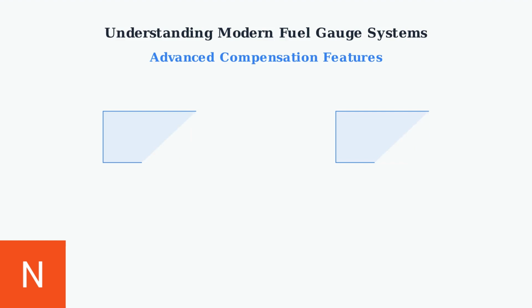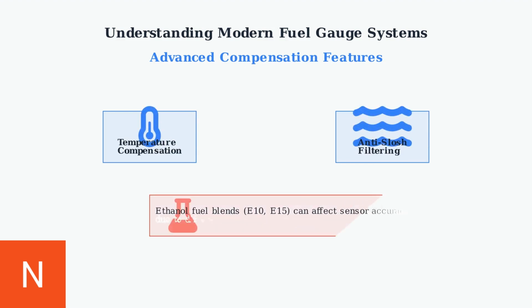Modern systems include advanced compensation features. Temperature compensation accounts for fuel expansion and contraction, while anti-slosh filtering prevents inaccurate readings during acceleration and braking. However, ethanol fuel blends can still affect sensor accuracy due to their different electrical properties.